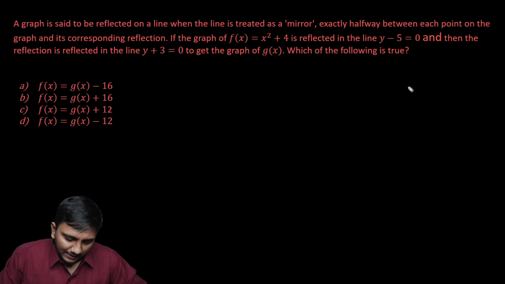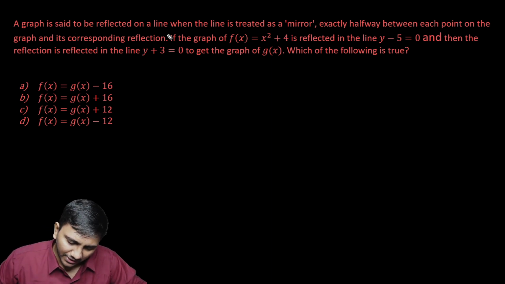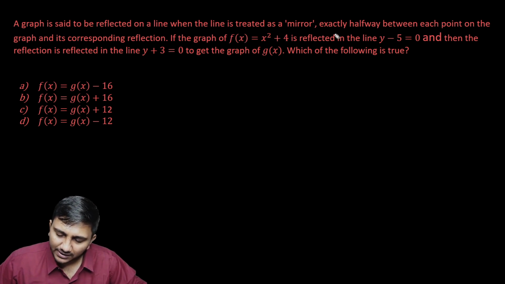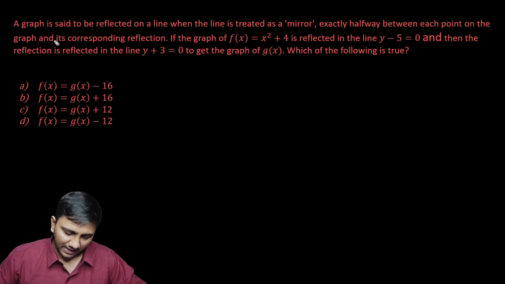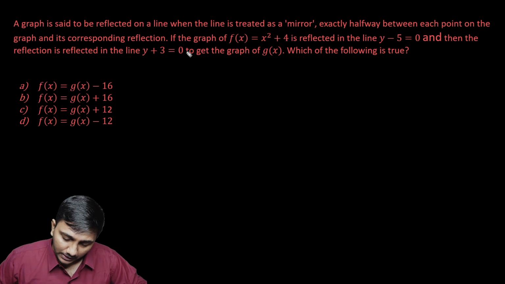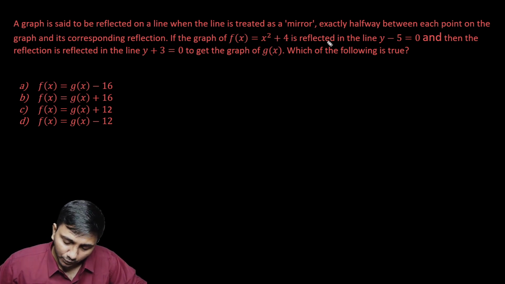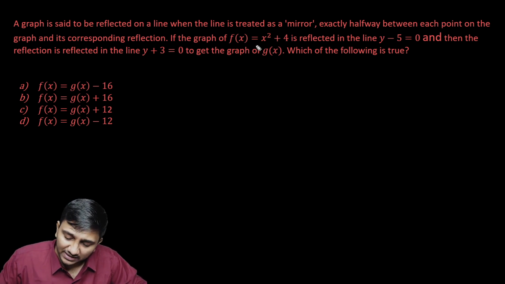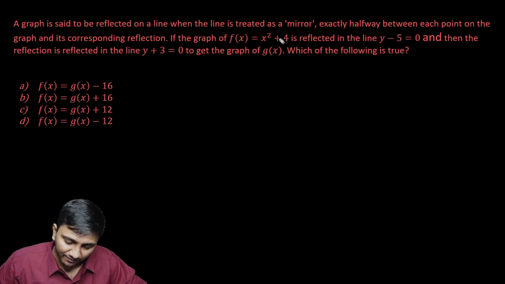A graph is said to be reflected on a line when the line is treated as a mirror exactly halfway between each point on the graph and its corresponding reflection. If the graph of f of x is equal to x squared plus 4 is reflected in the line y minus 5. Okay, first let's take this. f of x is equal to x squared plus 4. Let's try and get the graph for that.